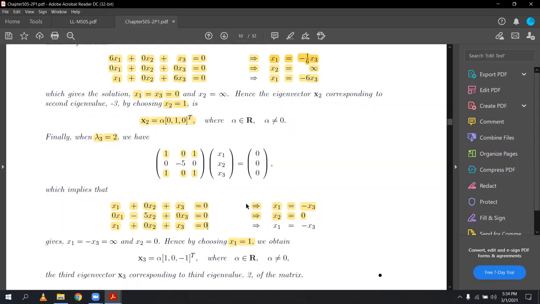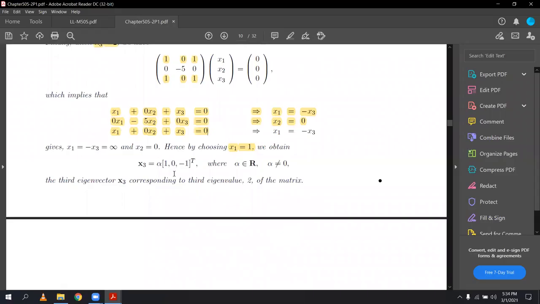Therefore, we say eigenvectors are always infinitely many solutions. This is the third eigenvector. For each eigenvalue, you can have different vectors. Any question, please, up to now?